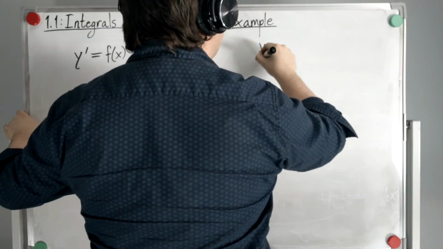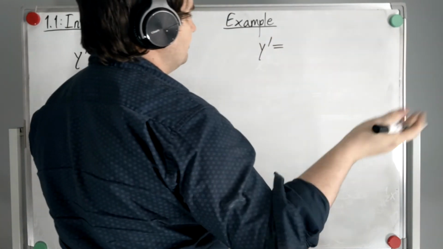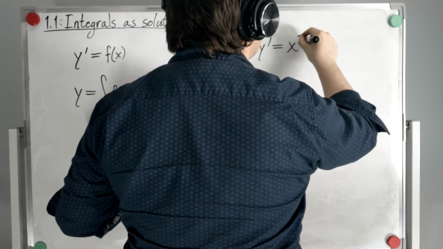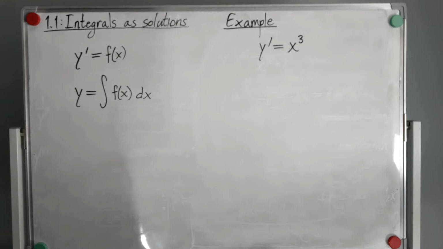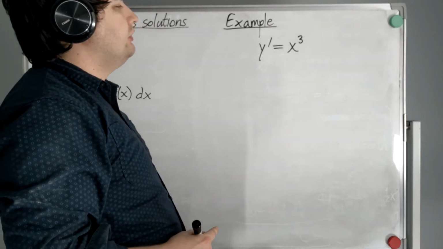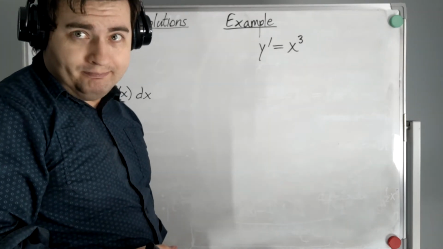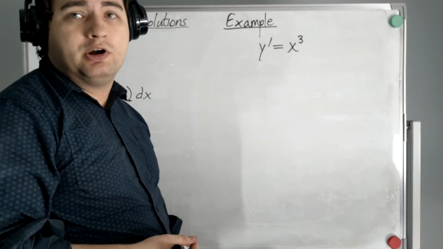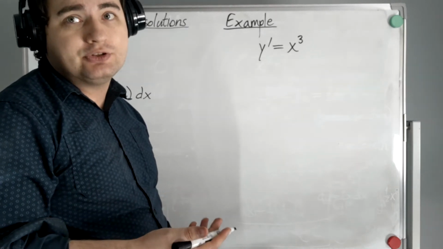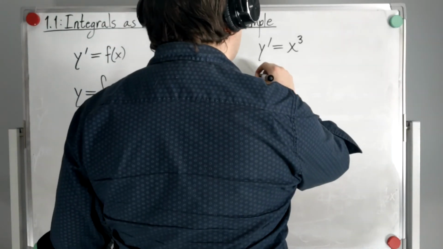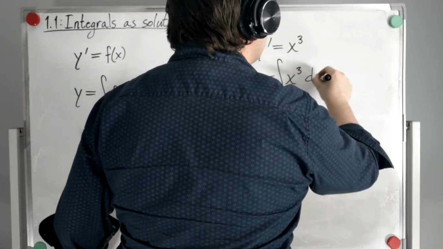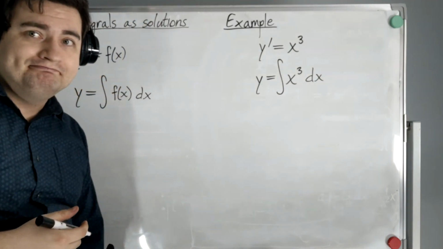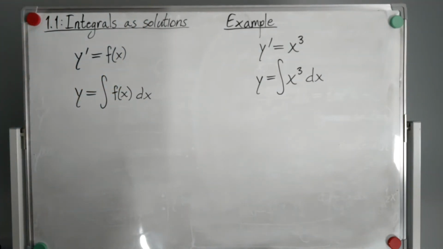So, let's suppose we have y prime equals x to the third. Pretty simple stuff we're starting out with. We want to find all the functions whose derivatives are x to the third. In other words, we want all of the antiderivatives of x to the third. So, we have a name for the set of all the antiderivatives of x to the third. That name is the indefinite integral. So we're just taking the indefinite integral of x to the third.